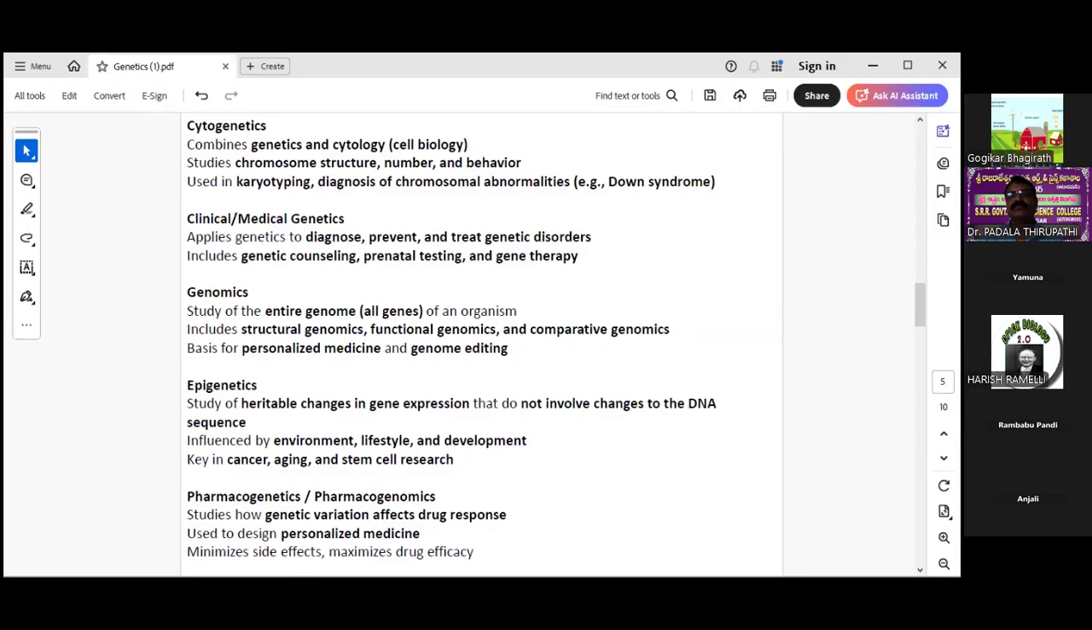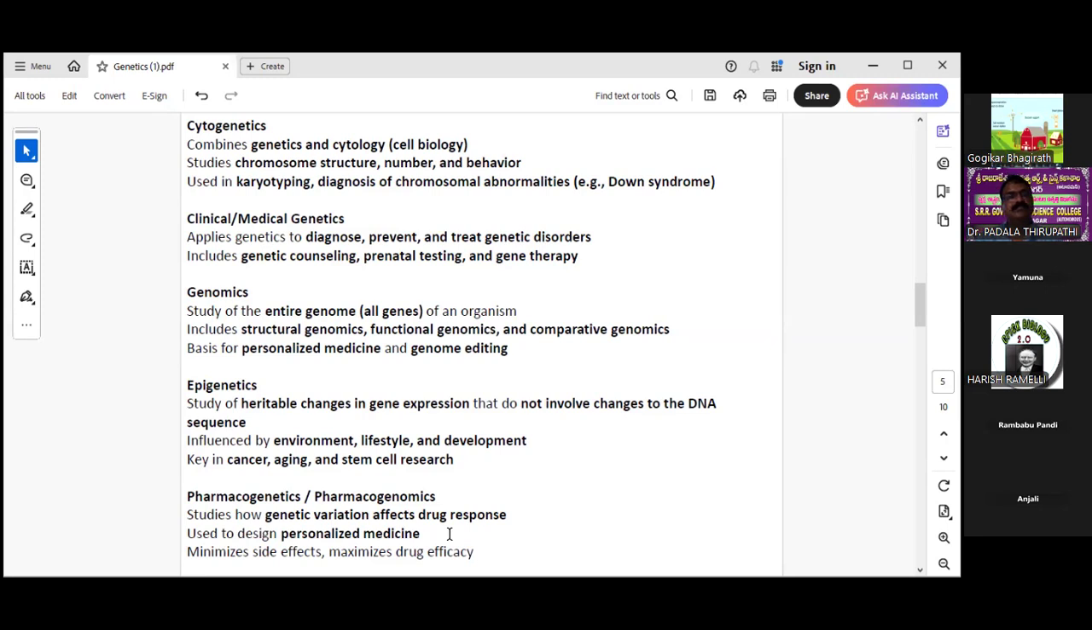Studies chromosome structure, number, and behavior. These are all things related to the genetics. This type of information is used in karyotyping, diagnosis of chromosomal abnormalities, and in the modern concept of taxonomy, we are using cytotaxonomy. Cytotaxonomy is nothing but based on the cytological information.